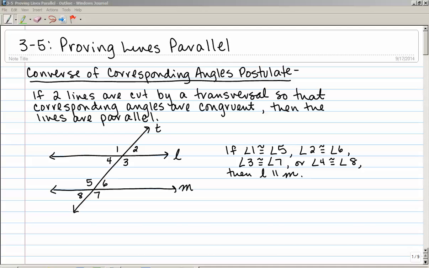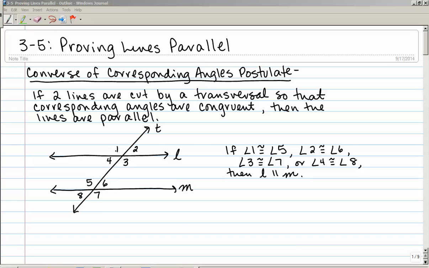Let's take a look at the first one here. This is the converse of the corresponding angles postulate. It says if two lines are cut by a transversal, notice it didn't say two parallel lines, just two lines cut by a transversal, so that the corresponding angles are congruent, then the lines are parallel.